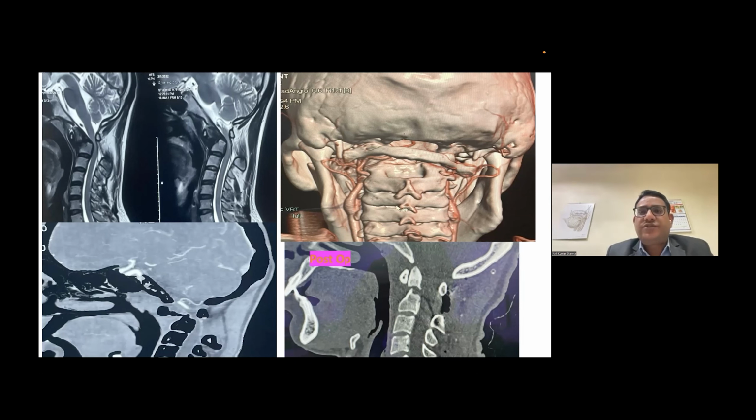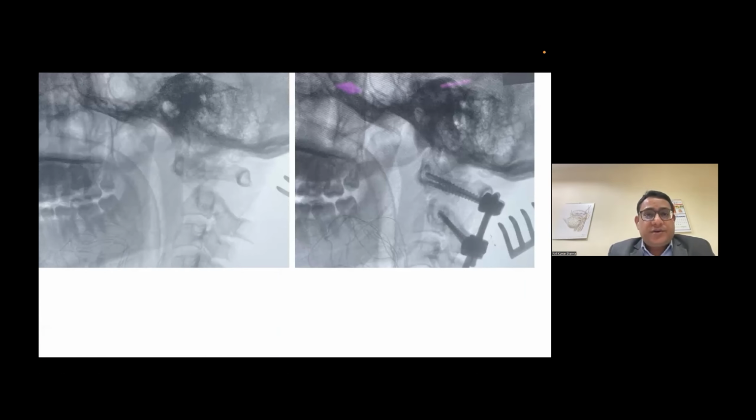Preoperatively, we do angiogram, we do cautious evaluation, we will come to know the course of the anomalous vertebral artery, and that can be avoided by careful intraoperative and preoperative planning. This inadvertent injury to the vertebral artery can be avoided. So this same case, intraoperative X-ray.